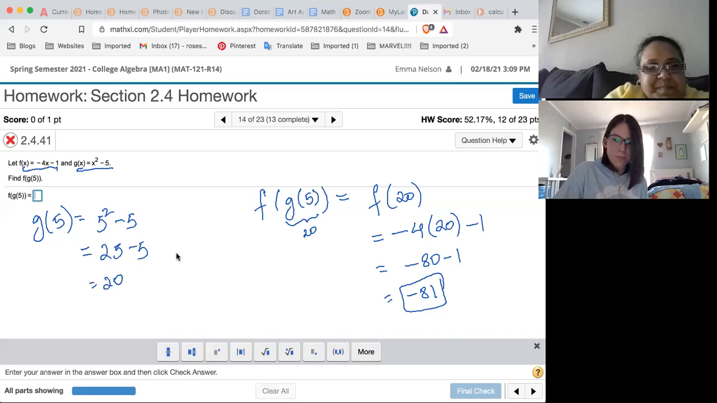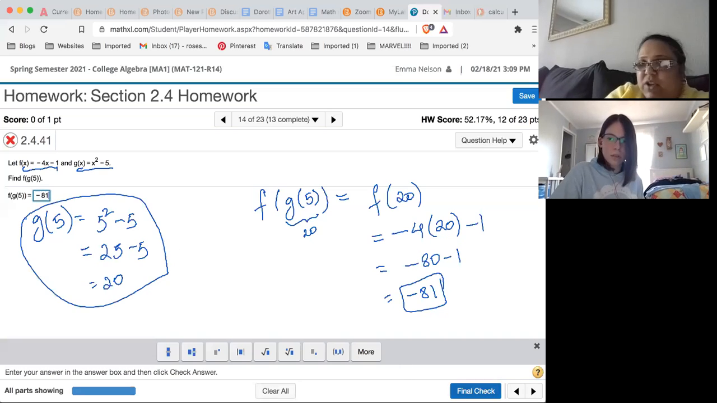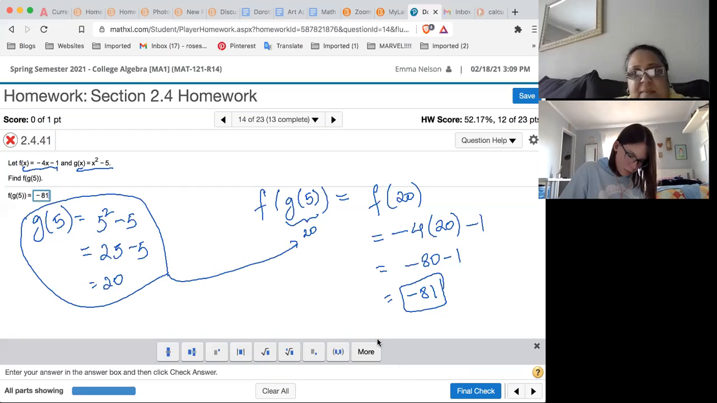Okay. So yeah, just remember this was the inside function, so that's not your final answer. This has to go inside of that f function to get to the final step. All righty. Perfect.